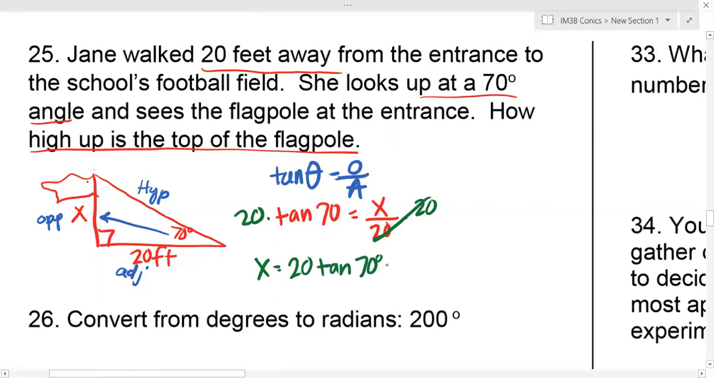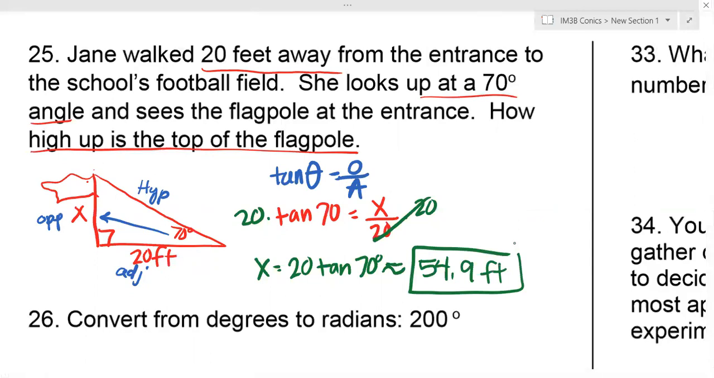Again, double check that you're in degree mode, just in case something got changed. So tangent of 70 times 20 is about 54.9 feet. Just double check. Yeah, okay.